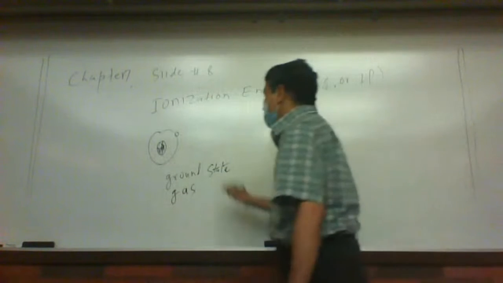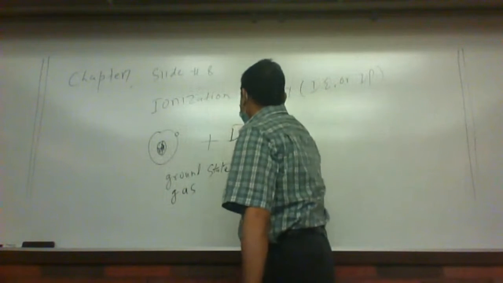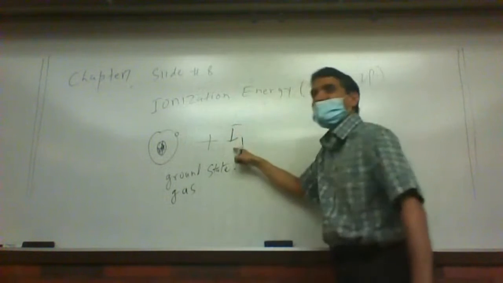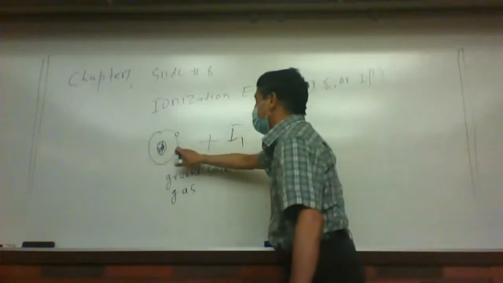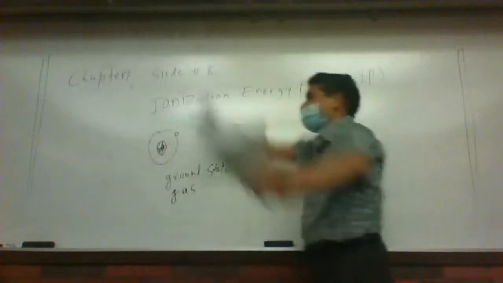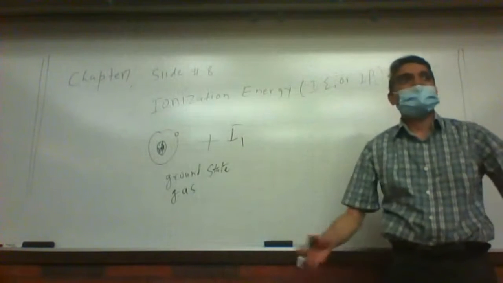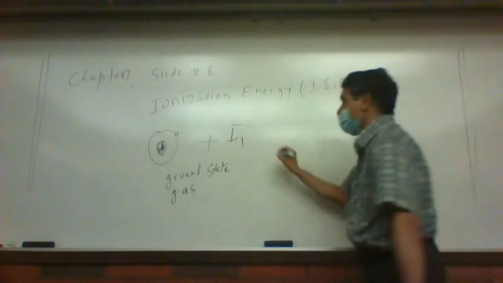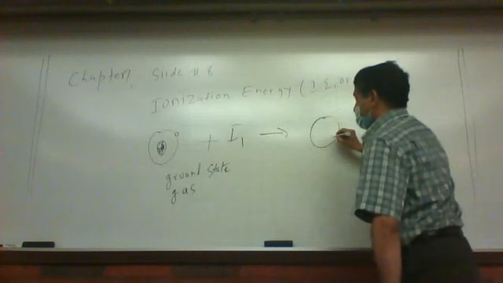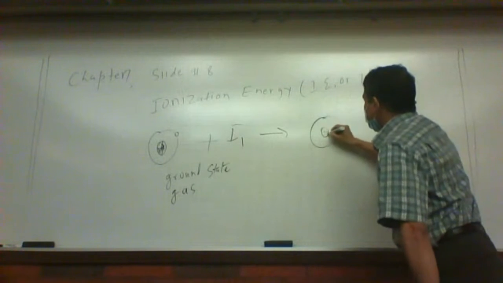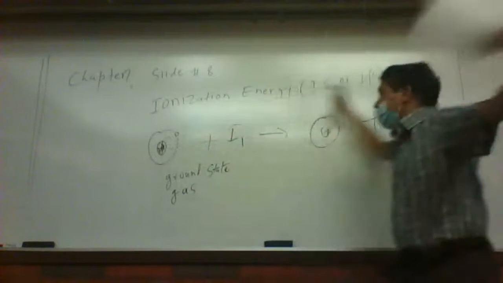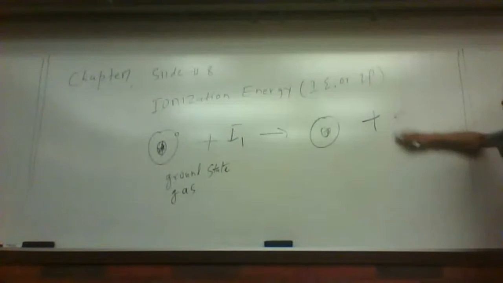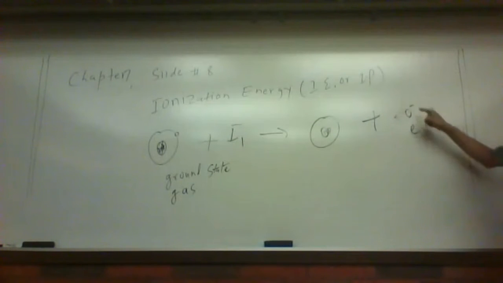Now, how much energy do you need to give this one? Let's call it I1. This is the amount of energy. We need to give some amount of energy so that this electron completely goes out from the atom. That's called the ionization energy. So this becomes like this: a neutron and proton here, and the electron is completely gone. This is the electron.